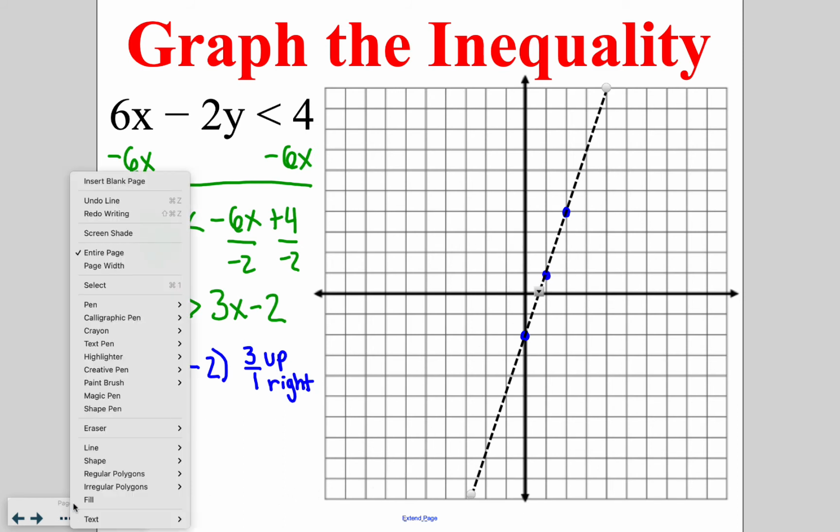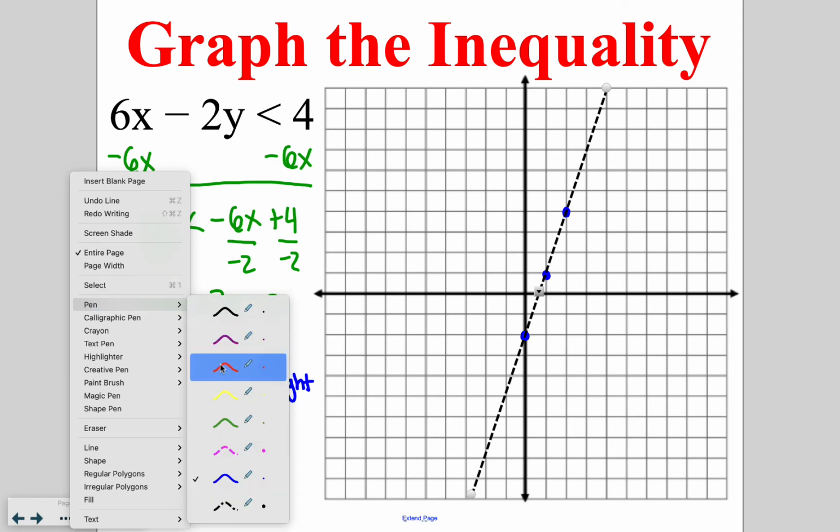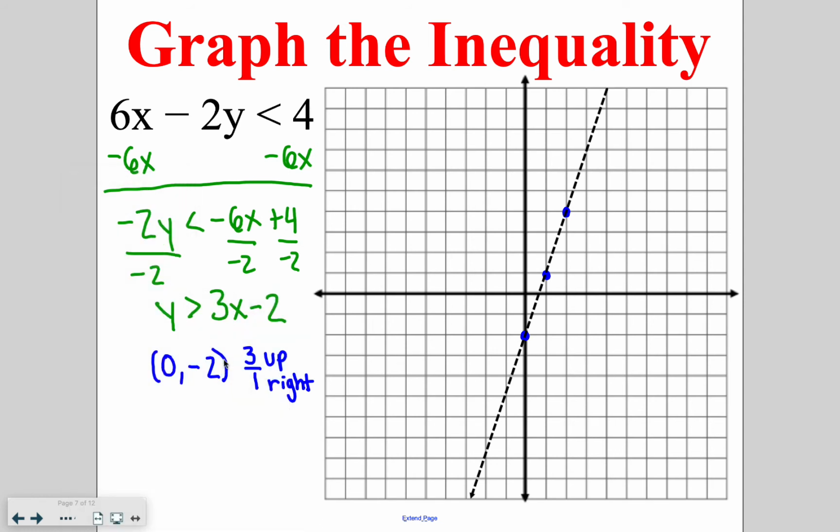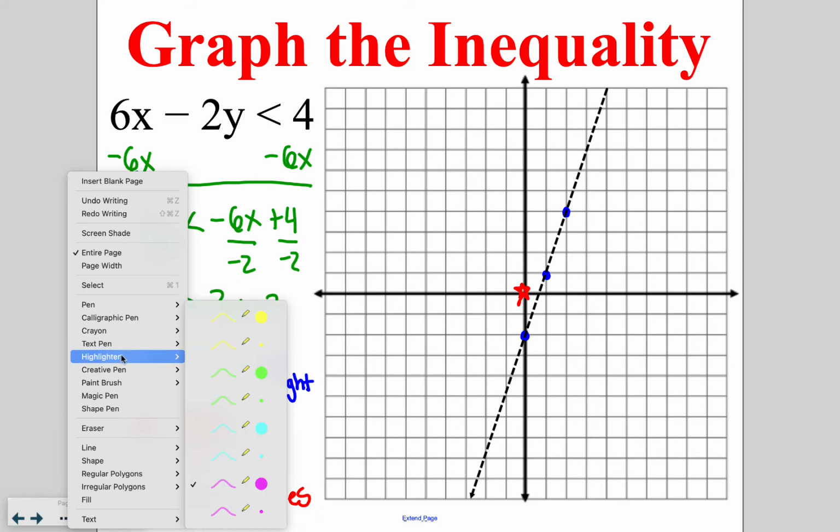So now what I need to do is once again go back and plug in a test point. Again, I like to use 0, 0. You can pick any ordered pair on the graph, but I'm going to plug in 0, 0 and say 6 times 0 minus 2 times 0 is less than 4. When I do 6 times 0, I get 0. 2 times 0 is 0. 0 minus 0 gives me a statement that says 0 is less than 4. That is a true statement, so that means that the point 0, 0 is part of my answer. That is one of the possible solutions.